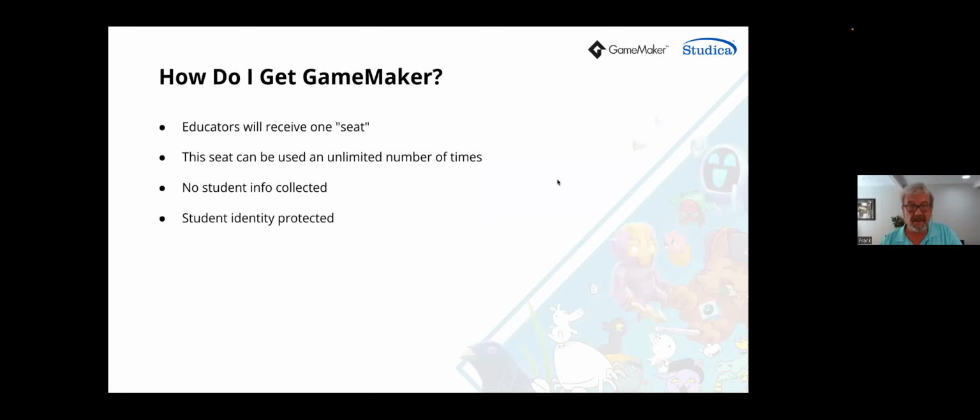That seat gives you an unlimited number of seats, basically, for your students. We do not collect any student information anymore, so you just have the one seat that you sign up for, and then you distribute that to your students. We're really, really trying hard to protect student identity, especially in a world where we have all the AI and everything in the world trying to get student information, or everybody's information. So we're very sensitive to student privacy and the issues that may happen there.